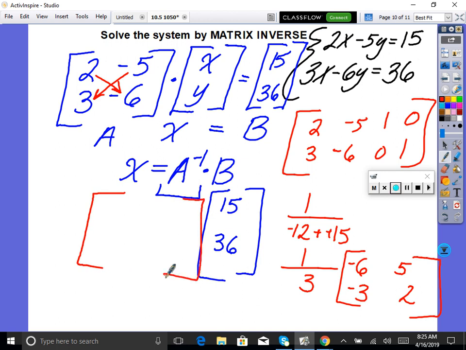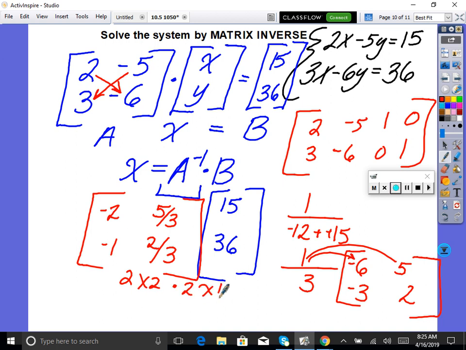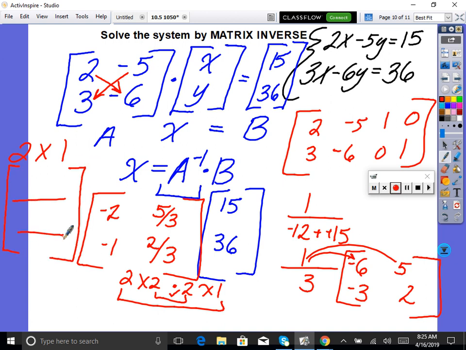So at this point, I'm going to distribute it in. So it'd be -2. That would be 5/3. Then I would have a -1, and a 2/3. So then we have a 2 by 2 times a 2 by 1. Therefore our new matrix is a 2 by 1. So I'd say my 2 by 1 matrix will be my final answer here. So we'd have 2 rows, 1 column.